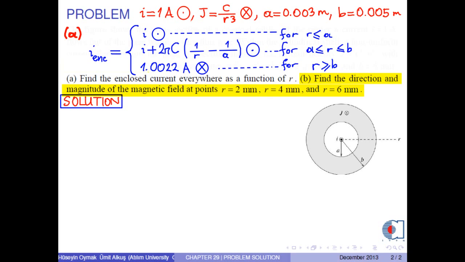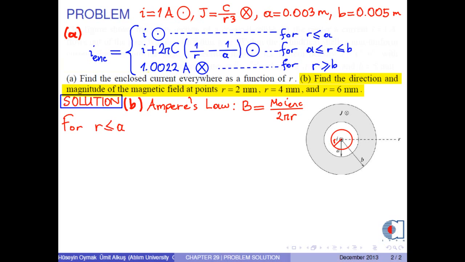B. Find the direction and magnitude of the magnetic fields at points r equals 2 mm, 4 mm, and 6 mm. In this example, the current is distributed cylindrically symmetric. Therefore, we use Ampere's law for the magnetic field. B equals mu0 times I enclosed over 2 pi r.